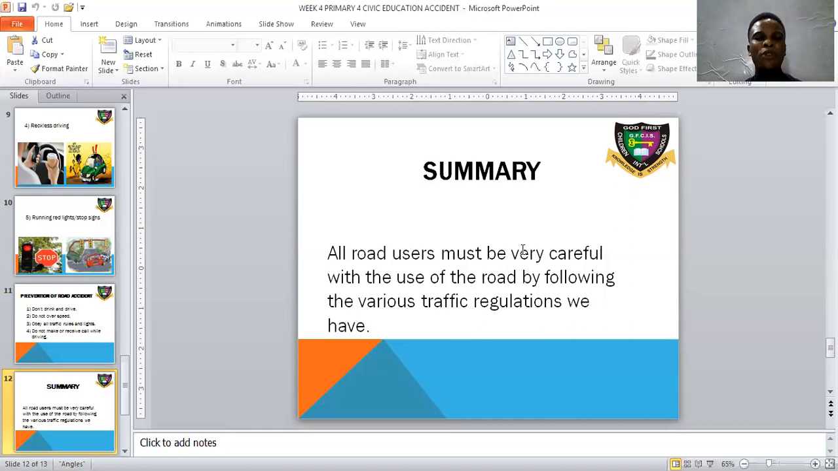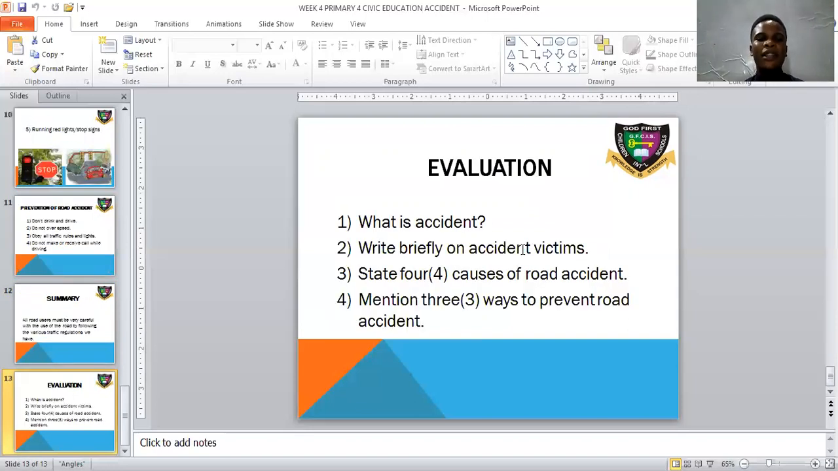Ensure you always keep to this because your life is important. My life is important. Your family's life is important. So you have to always ensure that you follow these rules and regulations. Now, let's move to the evaluation. We want to ascertain whether we all understood what we've been discussing.